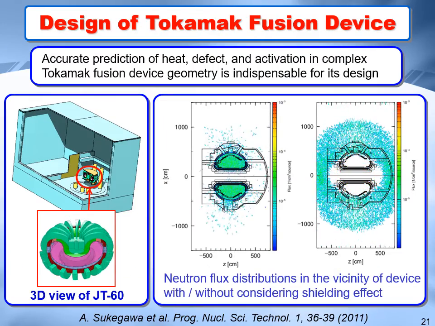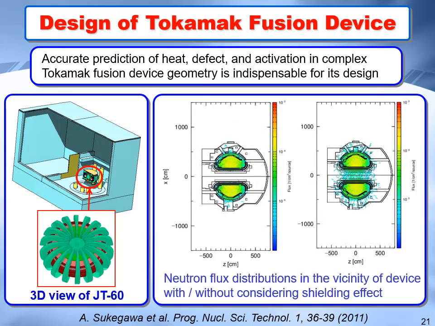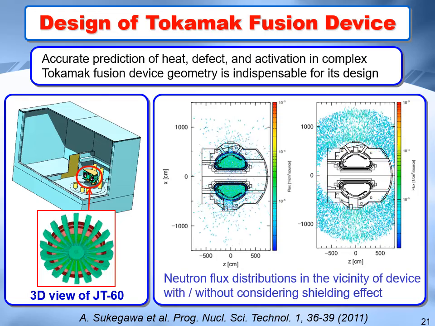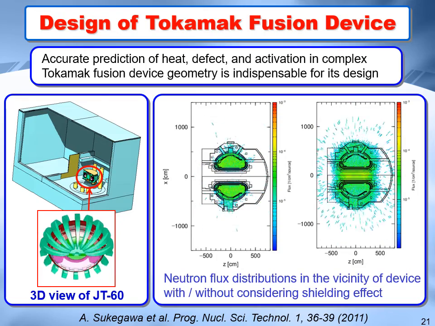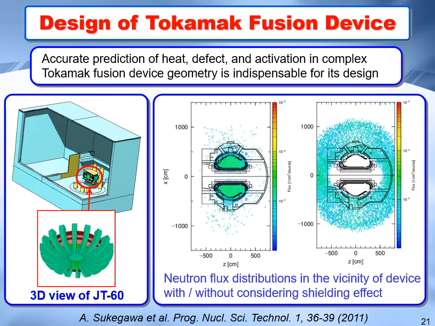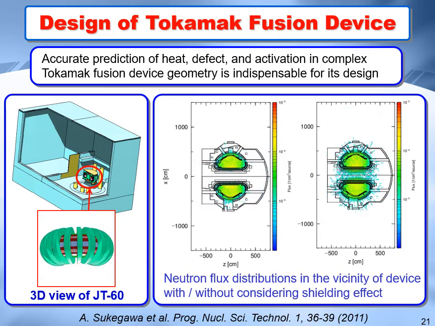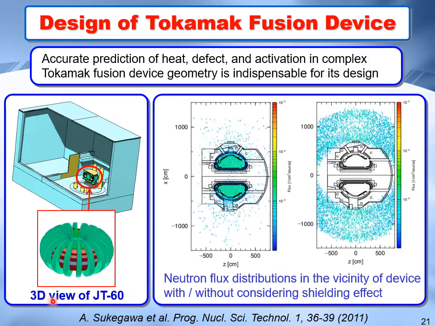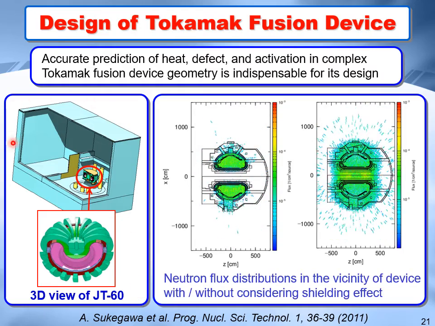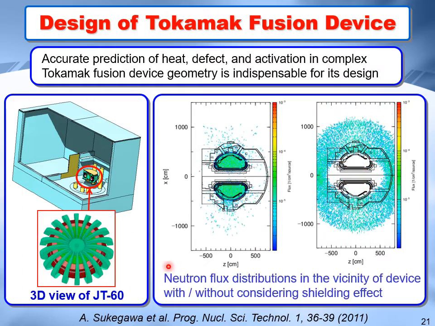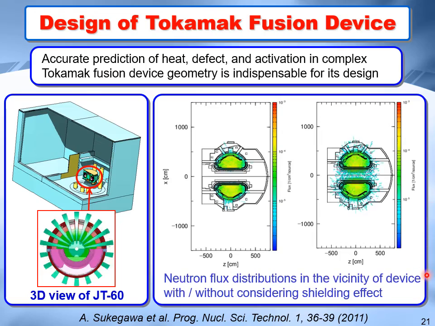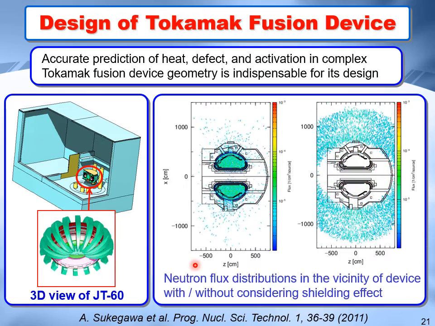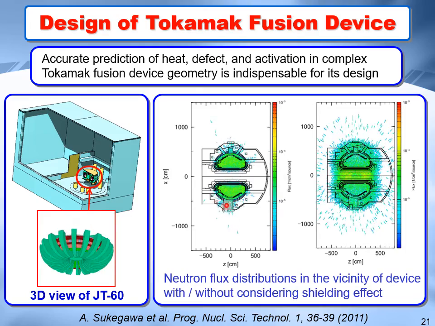Next application is to the design of Tokamak fusion device. Accurate prediction of heat, defect, and activation in a complex Tokamak fusion device is indispensable for its design. PHITS has been used for the design of Tokamak fusion device JT-60 and calculated the neutron fluxes in the vicinity of the device with and without considering the shielding effect. As you see, shielding is quite effective in these cases.